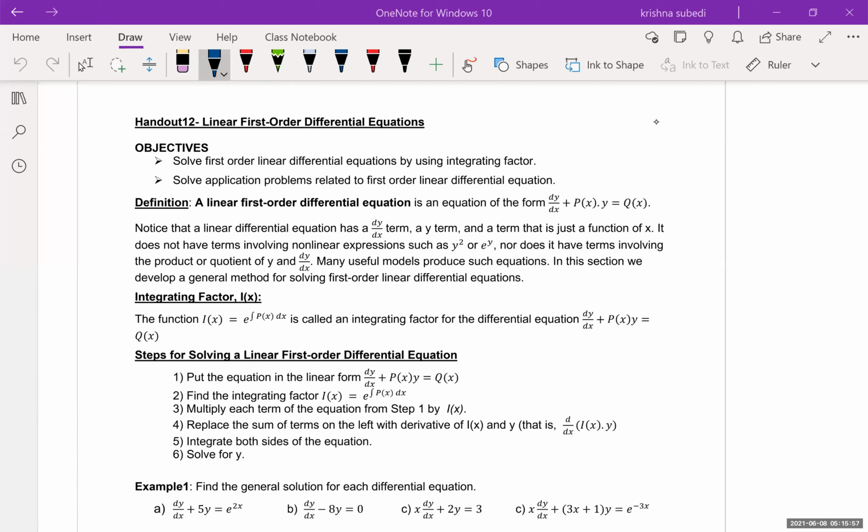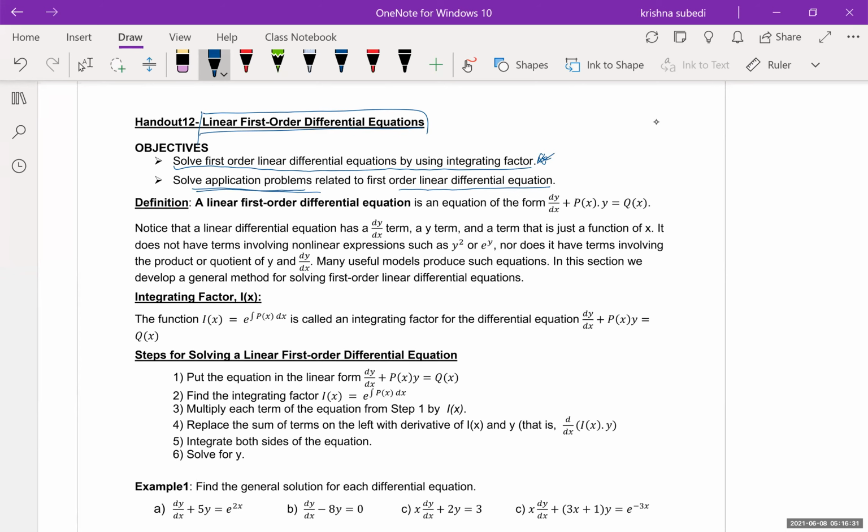So in this lesson, we will focus our attention on linear first order differential equations. We have two goals. At the end of this lesson, you'll be able to solve first order linear differential equations by using an integrating factor, and solve application problems related to first order linear differential equations. Maybe we'll keep the application part for the next lesson, so we'll focus our attention on the first goal in this part.